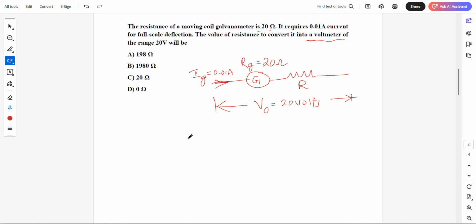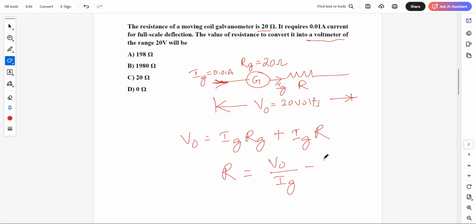Now what is the total voltage? V naught is equal to the voltage across the galvanometer, that is IG into RG, plus the voltage across this resistor, IG into R. From here you can calculate the value of R. R is equal to V naught by IG minus RG.